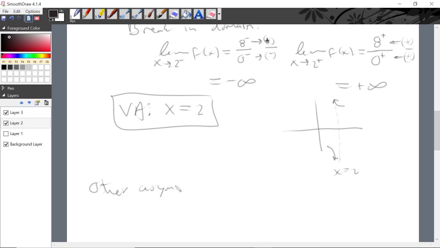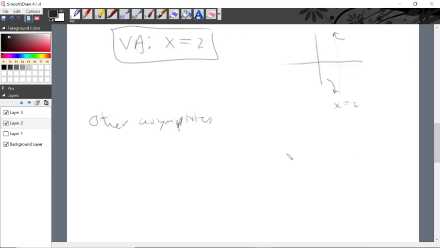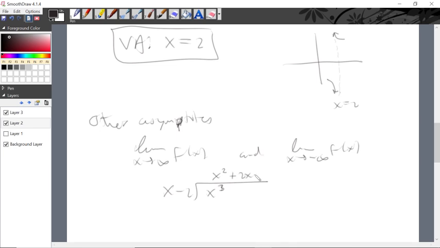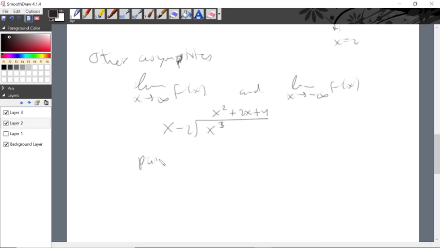Other asymptotes: horizontal, slant, and so on and so forth, found by taking the limit as x goes to infinity of f of x and the limit as x goes to negative infinity of f of x. All right, and that's where we get x minus 2 into x cubed, and we end up with that expression x squared plus 2x plus 4, telling us that we have a parabolic asymptote.